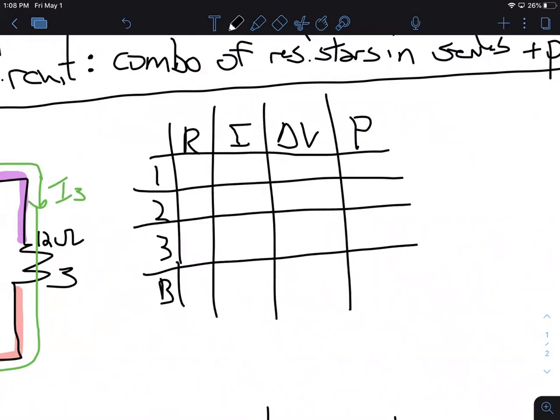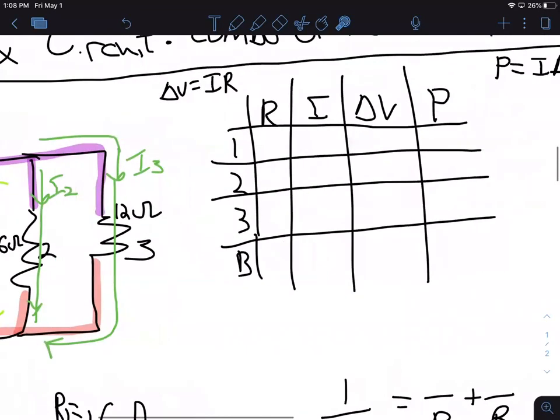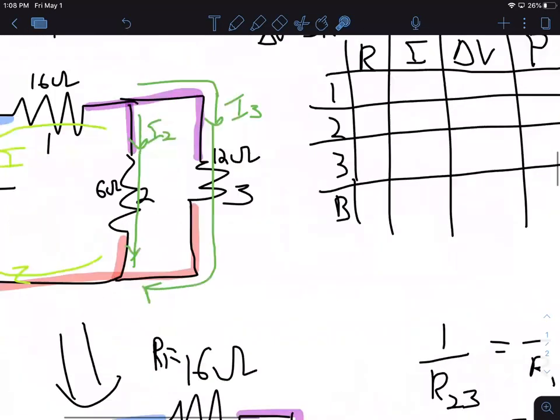Great. And again, writing it this way helps me mirror, because I know Ohm's law, delta V equals I R. I can see that here, delta V, I, R, so this box times this box gives me this box. And P equals I delta V, so this box times this box gives me power. So this is a nice way of organizing all my information. It makes it clear to me what I know and don't know.